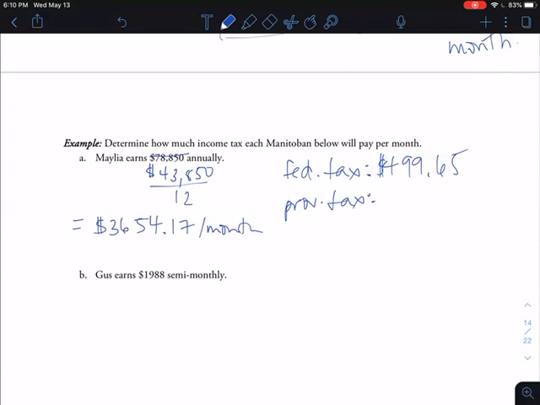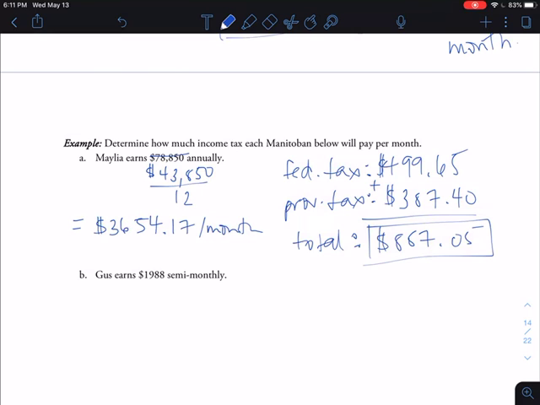Okay, so that gives us the two taxes, and we can find our total, which is $887.05. Okay, and then you would put a sentence, but I am running out of room, as you can see, so please put a sentence. Okay, all right, let's do the next example.